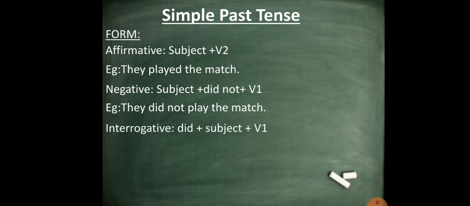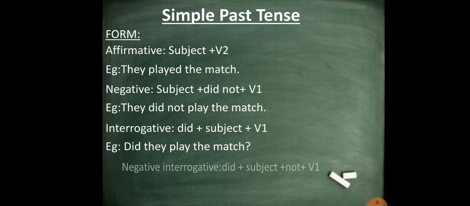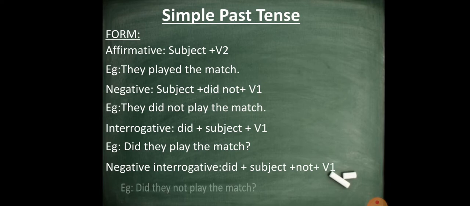The interrogative sentence in simple past tense is formed by placing did before the subject followed by the first form of the verb. For example, did they play the match? The negative interrogative is formed by placing did before the subject and not after the subject followed by the first form of the verb. Example, did they not play the match?